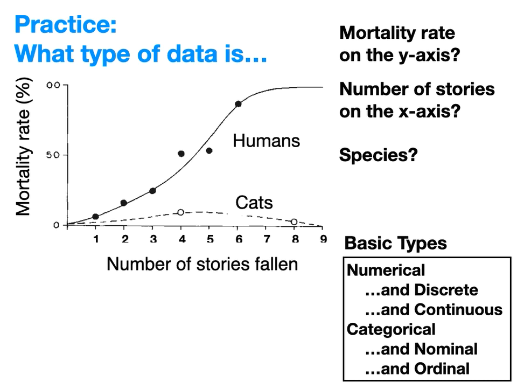What type of data is mortality rate on the y-axis? We've seen this graph before. It's showing us the mortality rate of humans and cats that fell from these big buildings. Mortality rate is on the y-axis, and number of stories fallen is on the x-axis. And there's actually a third variable here, species, right? We've got humans and we've got cats. So what type of data are each of those 3 variables?